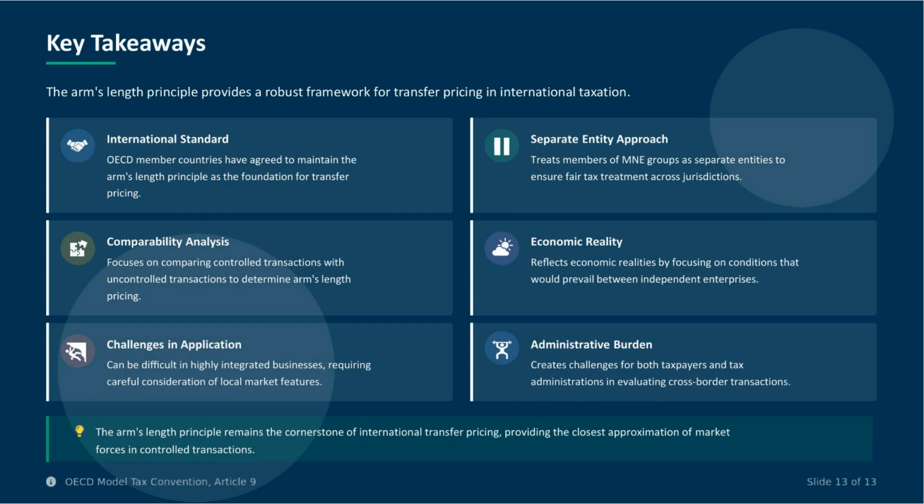The arm's length principle is crucial for international transfer pricing, ensuring fair tax treatment by treating multinational enterprise group members as separate entities. It relies on comparability analysis to align controlled transactions with market conditions. Despite its robustness, challenges arise in integrated businesses and administrative burdens, yet it remains the foundation for reflecting economic realities in cross-border transactions. That's all for this episode of Unpacking Transfer Pricing.